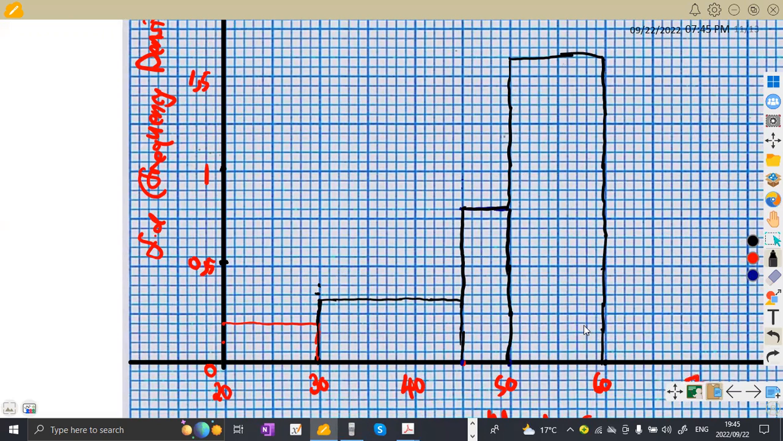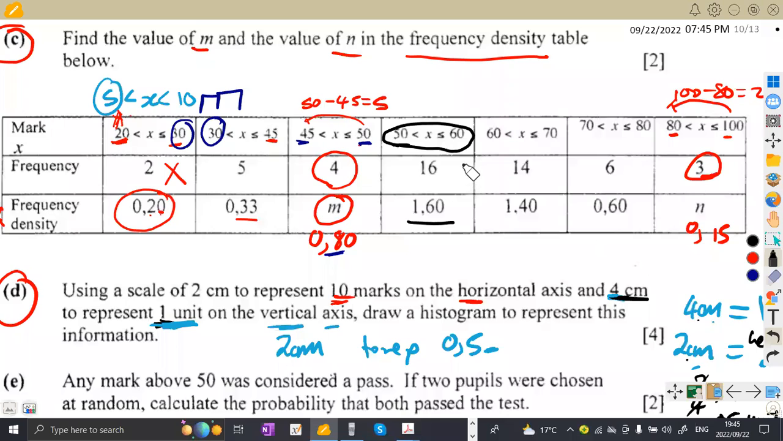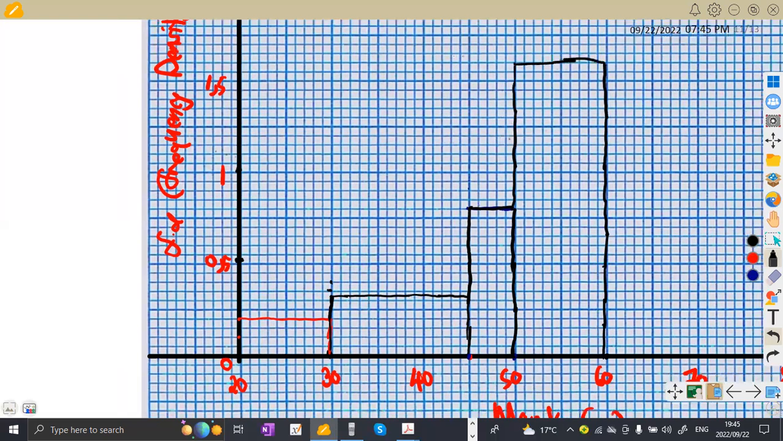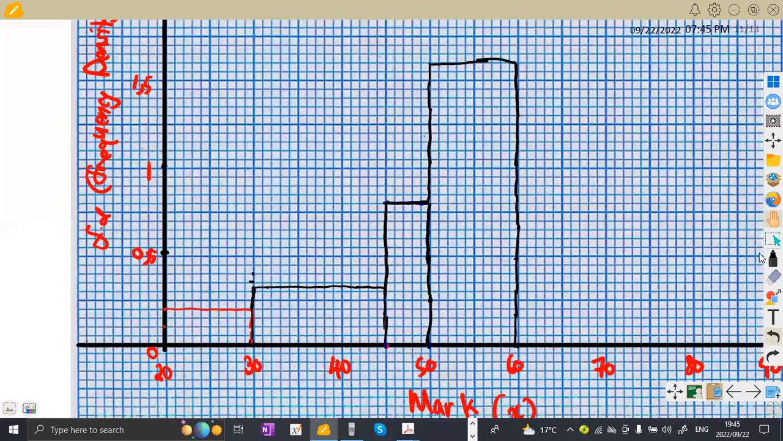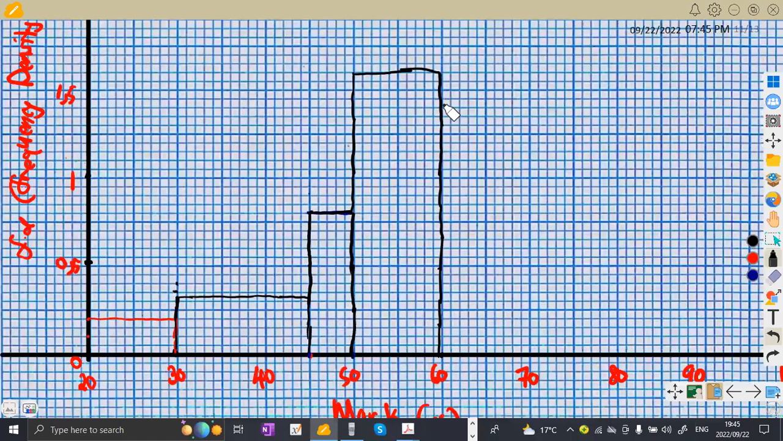Okay, so let's see the other one. From 60 to 70, 1,4. Okay, 60 to 70 here, which is 1,4. So 1,4 is just below 1,5, two boxes below 1,5. Exactly. So you join it, then 60 to 70. Something like that.